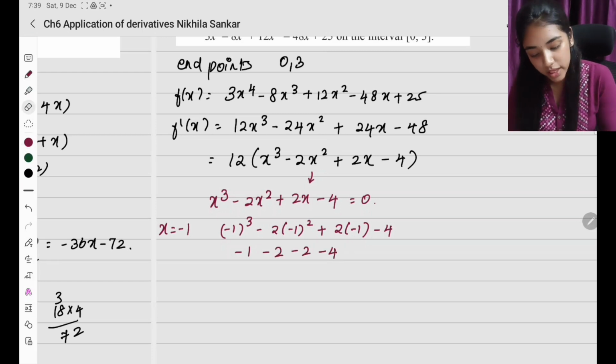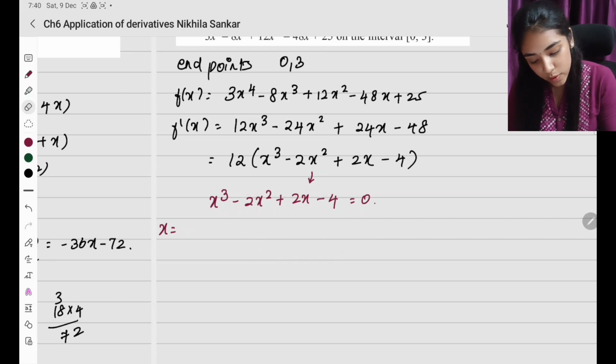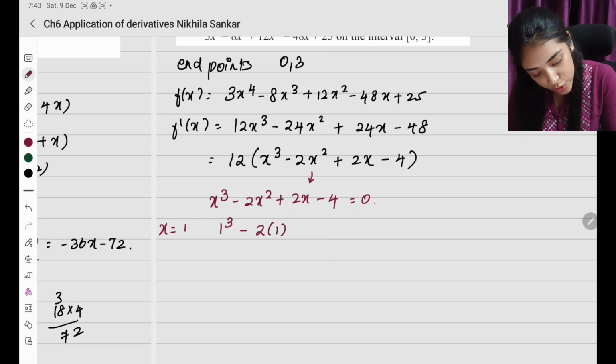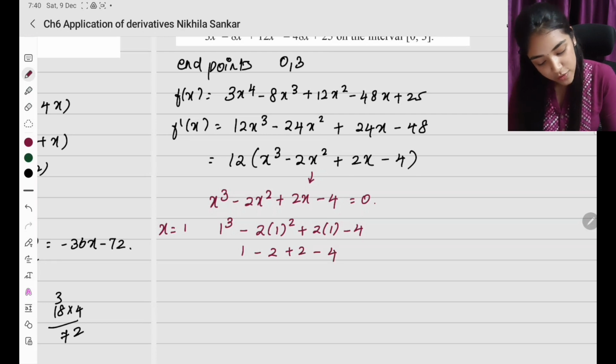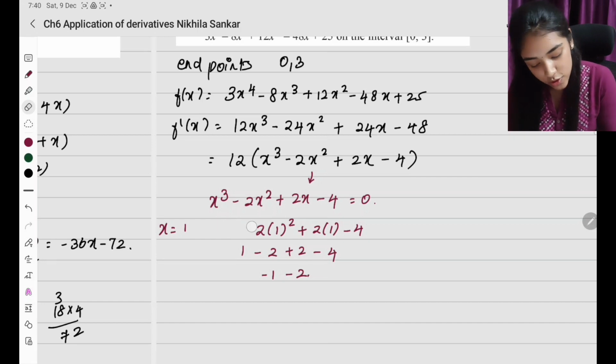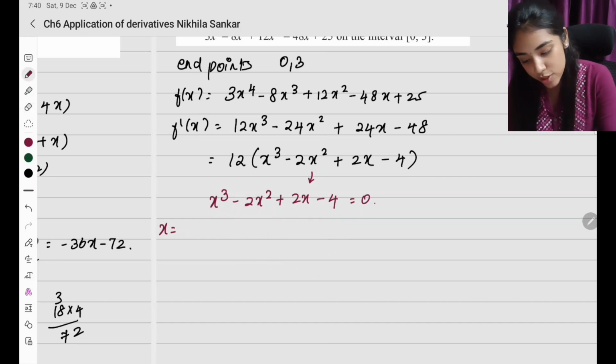So this is not working. So let me take x equals 1. Okay, not minus 1, but plus 1. So when I have 1 cube minus 2 into 1 square plus 2 into 1 minus 4, I have 1 minus 2 plus 2 minus 4. So this is also not working. It is minus 1 minus 2. So this is also not working. Let me try x equals 2.